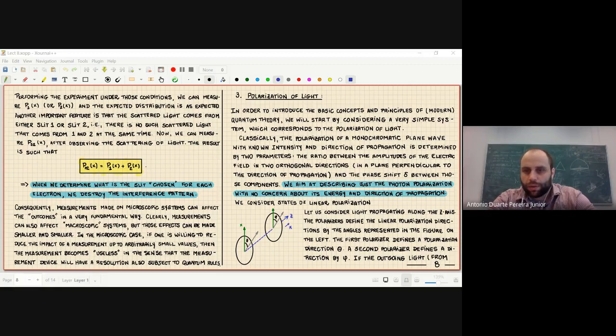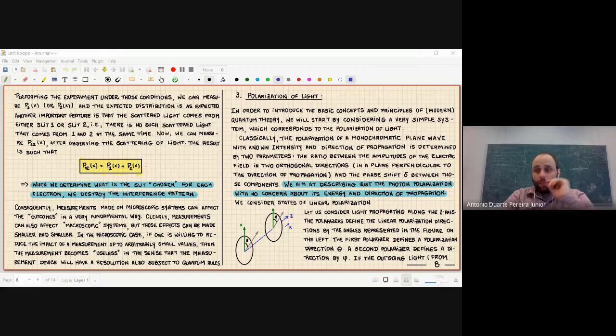There is a question in the chat. Is the effect of measurement? Actually, the thing that you're asking, which is about the measurement, I'm going to get there. Yes, it is Compton scattering. Yes. Okay.